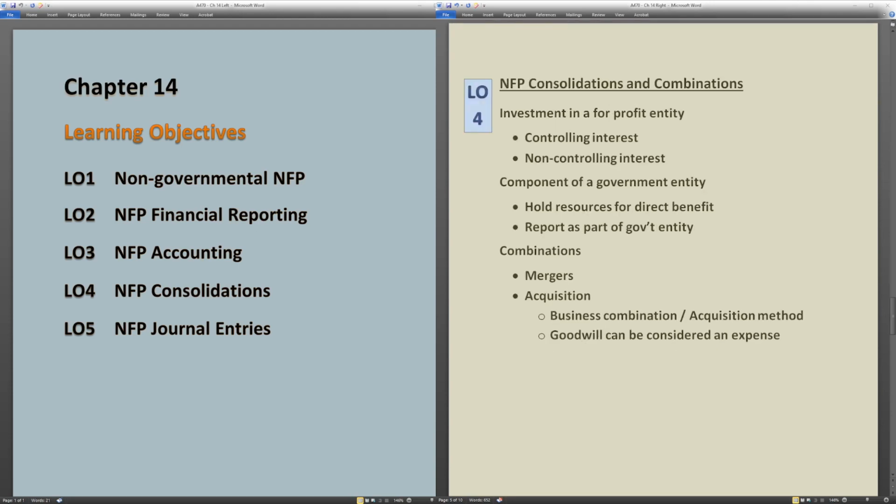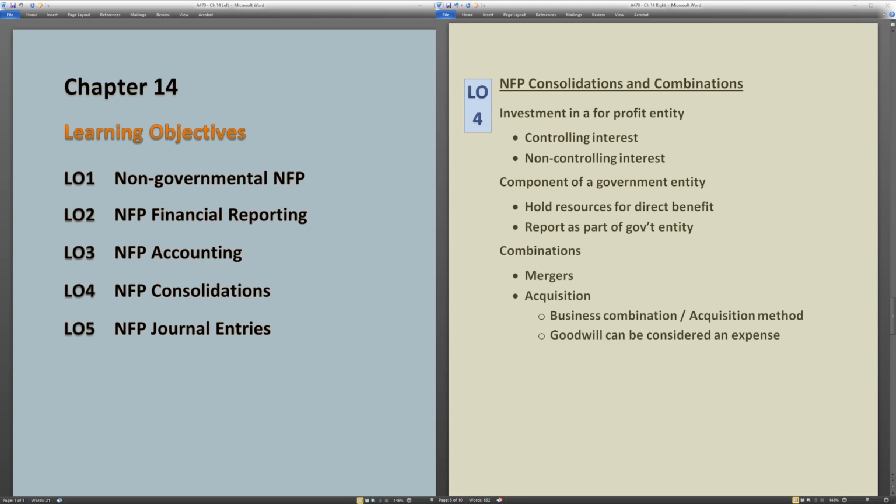Our last section here, and like I say, because we have different types of students, we've got professional accounting students and we've got certificate students. I'm not going to get too much into consolidations and combinations because not all of the accounting students have had advanced accounting and so don't know about business combinations. So let's just talk about it in general.